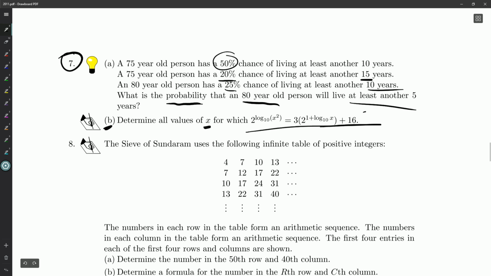So I'm seeing the 16, that's 2 to the 4. Something, and maybe get everything as 2 to the something. That seems possible. I don't like this 3 out here, though. That makes me a little unhappy. Now, what can we do? Let's copy the expression.